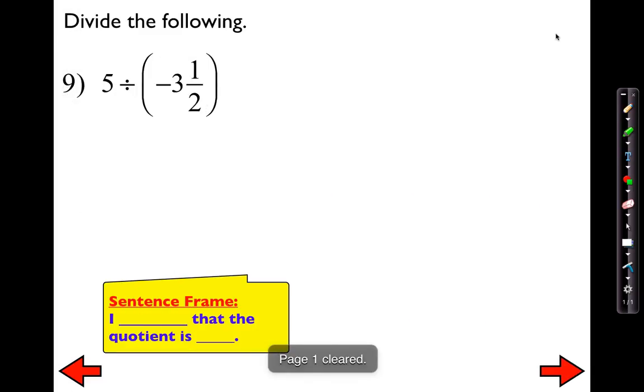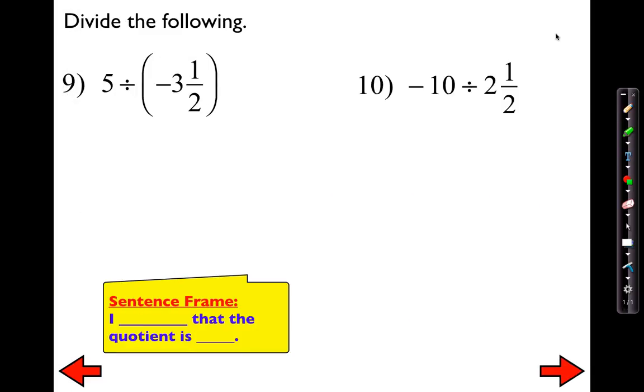Okay, so now let's try a couple more problems. Go ahead and try number 9 and 10 by yourself. So I left you some tricky ones, but hopefully you knew what to do. First of all, it might be a good idea for you to turn the whole number into a fraction.